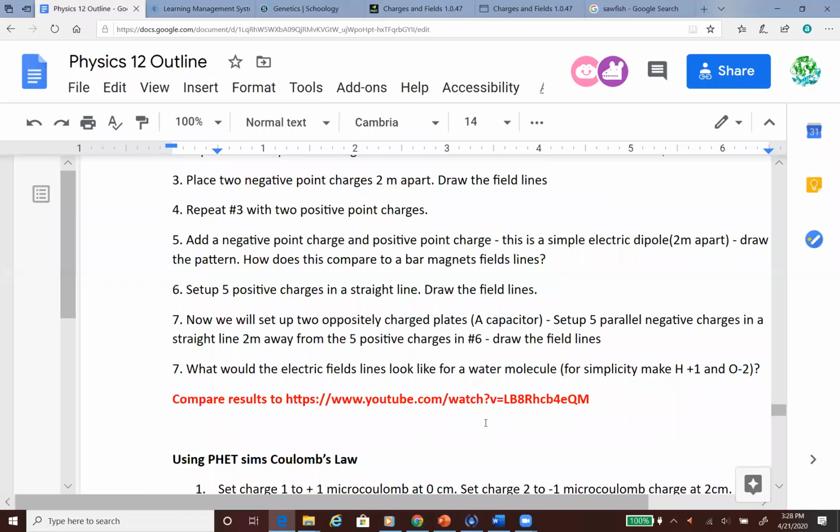What's really cool then is you can use this concept to, for instance, in number 7, although I don't know how to count because I put number 7 twice. Let's fix that. Number 8 now. What does the electric field look like for, for example, a water molecule? For simplicity's sake, we'll say that hydrogen is positively charged and oxygen is negatively charged.